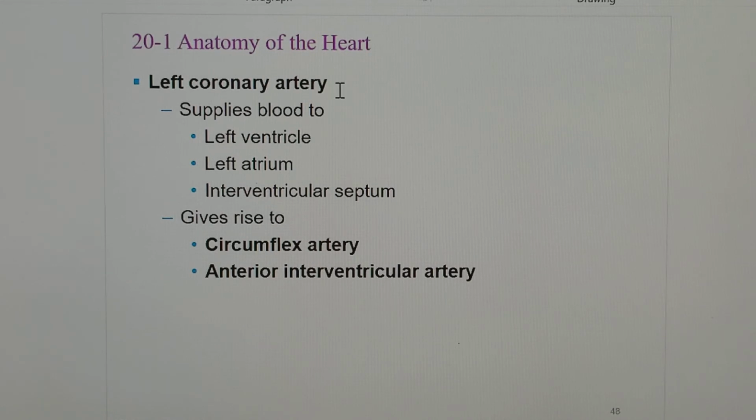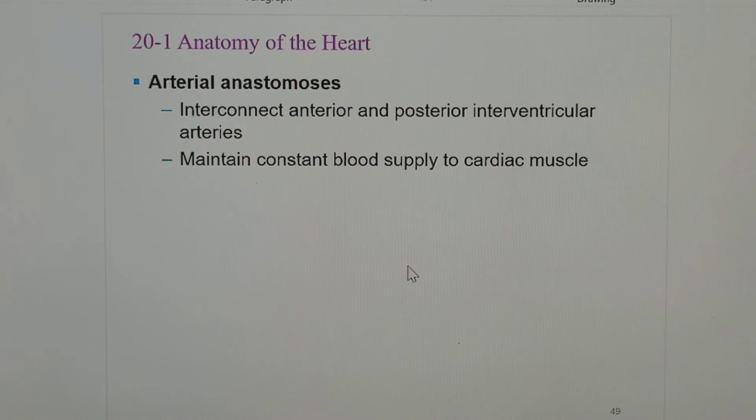The left coronary artery supplies blood to the left ventricle, the left atrium, the interventricular septum. The left coronary artery gives rise to branches, the circumflex artery and the anterior interventricular artery. There's an arterial anastomosis, an interconnection between the anterior and posterior interventricular arteries. It maintains constant blood supply to the cardiac muscle.